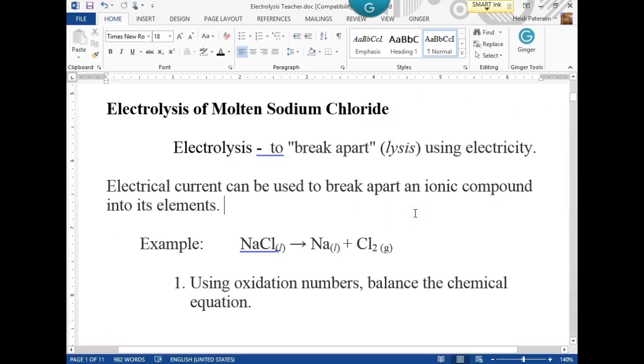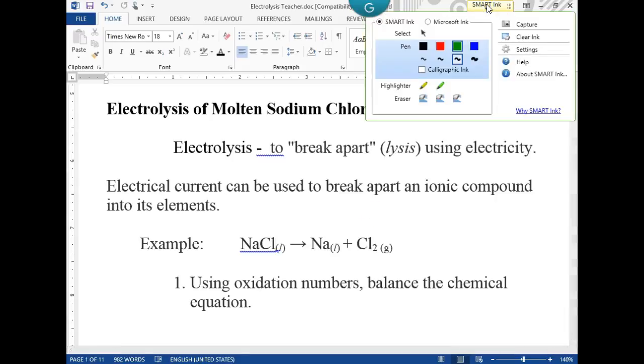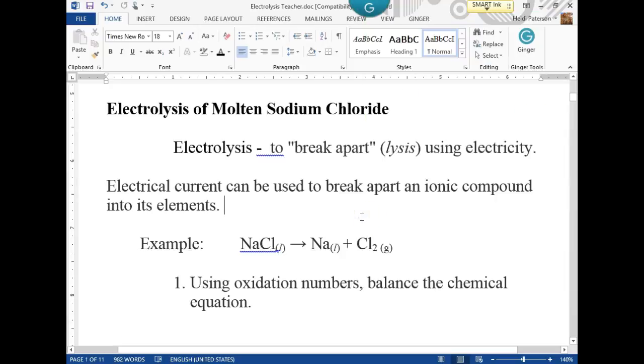Na is in the first column. First column is always plus one. So each has plus one. Sodium has an oxidation number of 0. Chlorine has an oxidation number of 0. Chloride has an oxidation number of -1. Sodium has an oxidation number of +1. There we go.